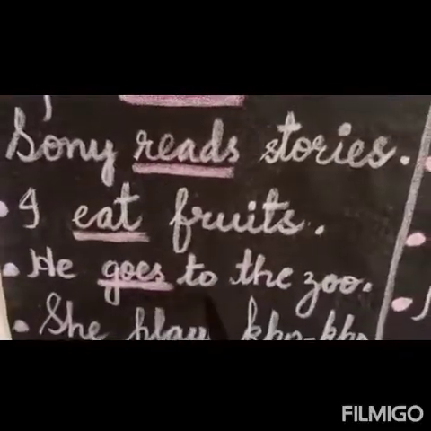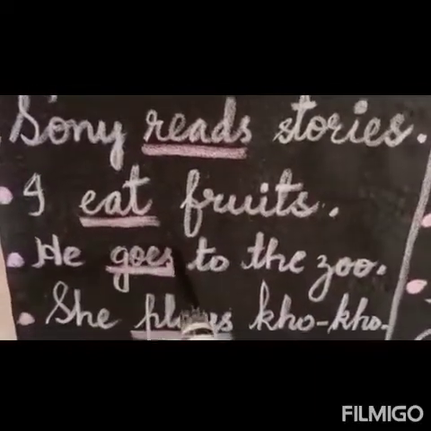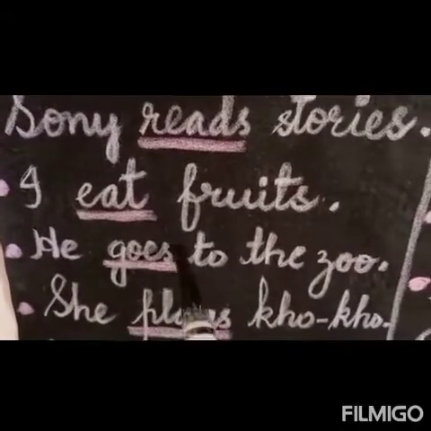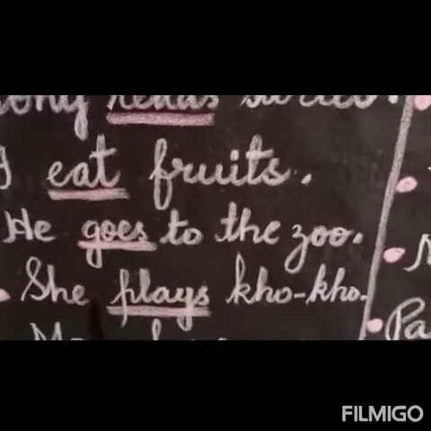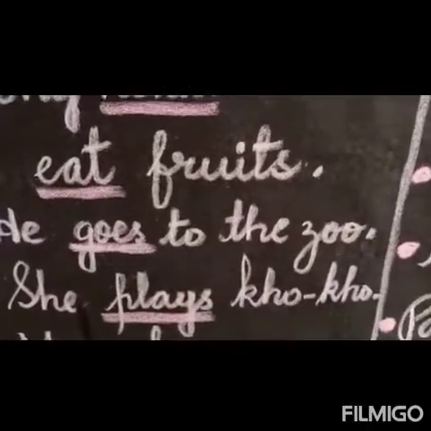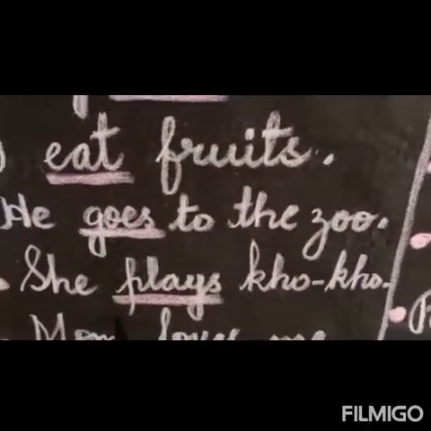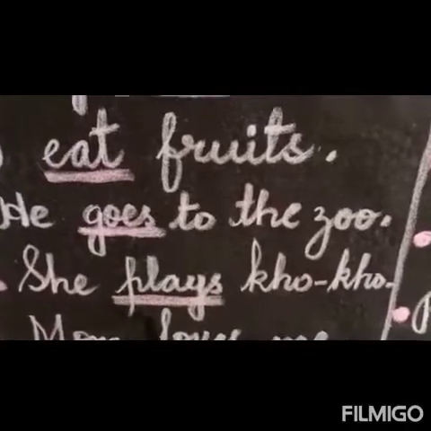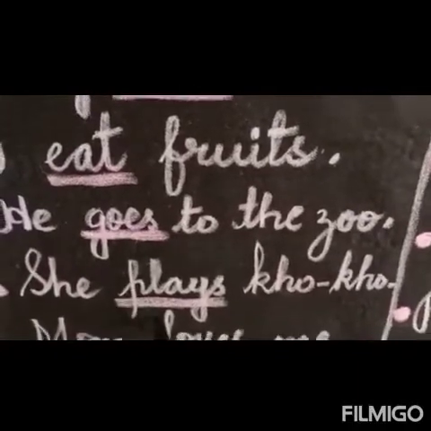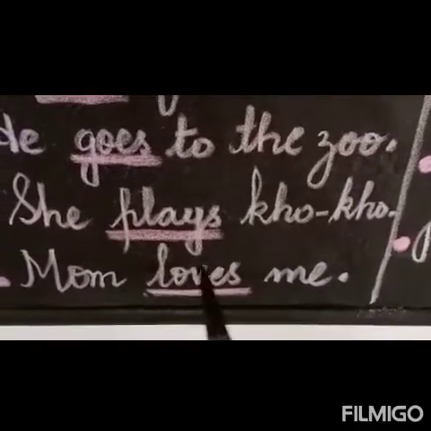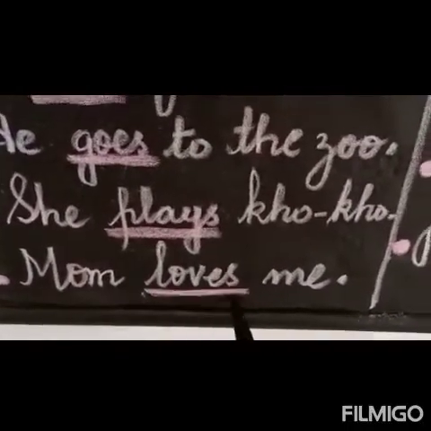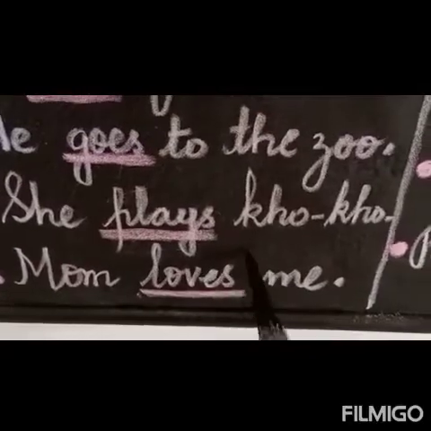He goes to the zoo. Here you see this goes is the action. It shows the activity. So this goes is a verb. She plays Coco. You see, this plays is the action here. It is the activity here. So you can say that this plays is a verb. Mom loves me. You see here, love is the action. Love is the activity. So here, loves is the verb.